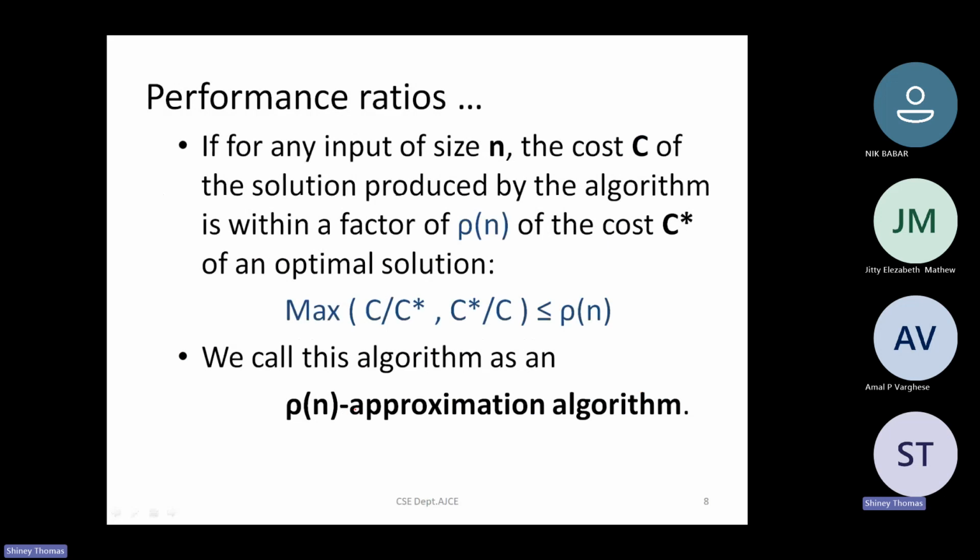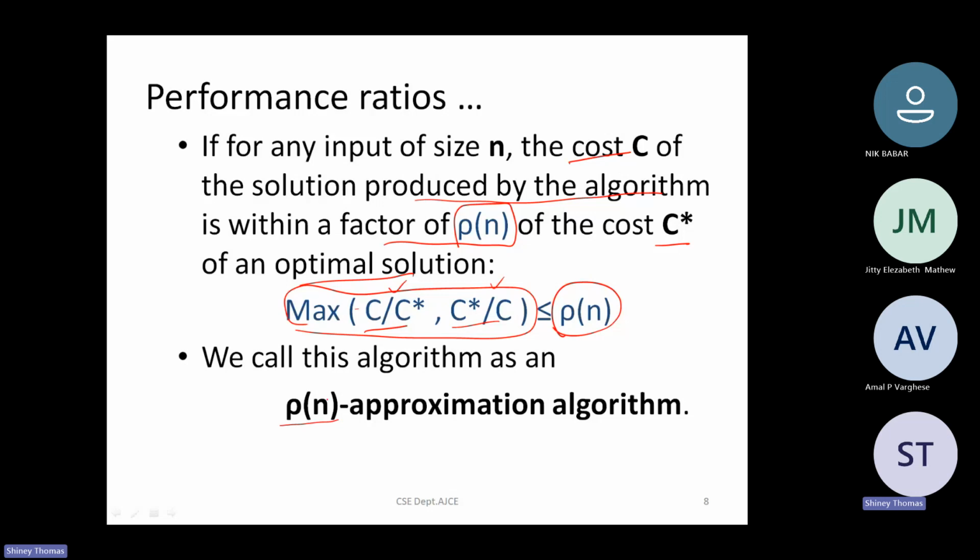We move on to the approximation problem. For any input of size n, the cost C of the solution produced by the algorithm is within a factor of rho of n of the cost C star of an optimal solution. You can see the cost C that is produced by the new algorithm is within a factor of rho of n of the cost C star, that is the optimal solution. Whatever the ratio is, C by C star or C star by C, it should be within a factor of rho of n. And we take the maximum of whatever is applicable, whichever is the maximum. Such an algorithm is known as a rho n approximation algorithm.